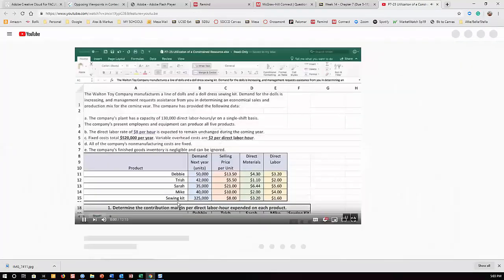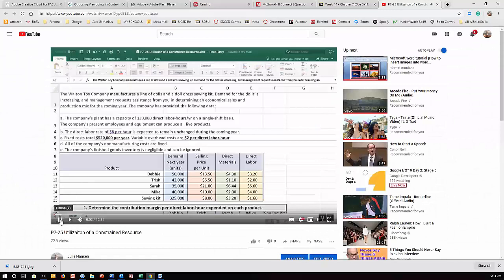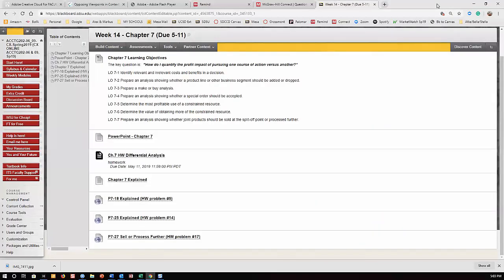And actually, I'm just going to launch this for a really quick second. This is an explanation of problem 7-25, utilization of constrained resource. And we're making Debbie dolls, right? And so I would encourage you to launch it, only because you can play it and send it back to yourself. Yeah, usually it's on the homework, so I just didn't see the link, but now that I know it's on Blackboard, that makes more sense. Okay, good. And I actually will put it in order. Okay, good. Yeah, thank you. You're welcome.